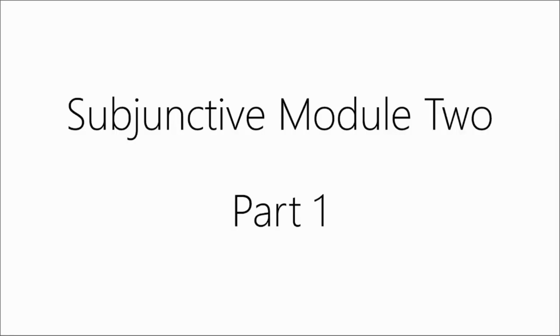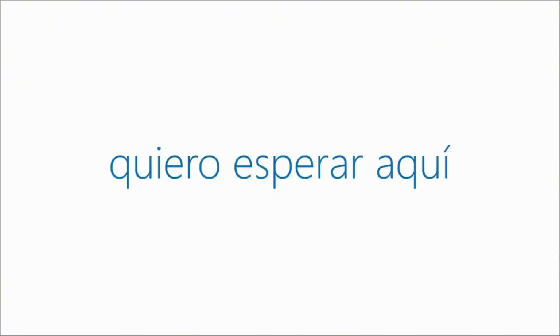What I'm about to show you here is very important, so I want you to pay close attention. Look at this sentence. I want to wait here. Nice and simple. How would you translate that into Spanish? It would be quiero esperar aquí. Now, things get a lot more tricky and complicated if we want to change that to I want him to wait here. So we've gone from I want to wait here to I want him to wait here. At this point, we run into a problem.